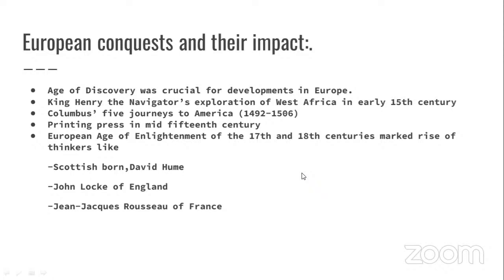Now we move towards the European Age of Enlightenment of the 17th and 18th centuries, which marked the rise of scientific and rational philosophical thought. Enlightenment thinkers like the Scottish-born David Hume, John Locke of England, and Jean-Jacques Rousseau of France all wrote a number of humanistic works on the nature of humankind. They wrote a lot of books, which we'll discuss later in detail. They based their work on philosophical reason rather than religious authority. We've discussed before that in the 15th century, biblical scholars focused more on religious belief.